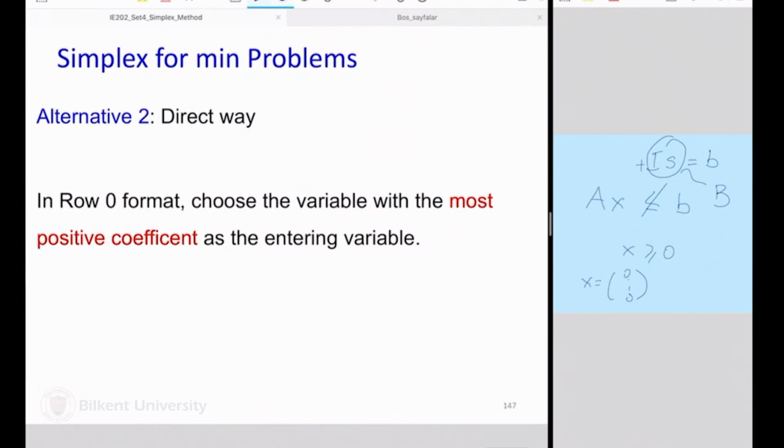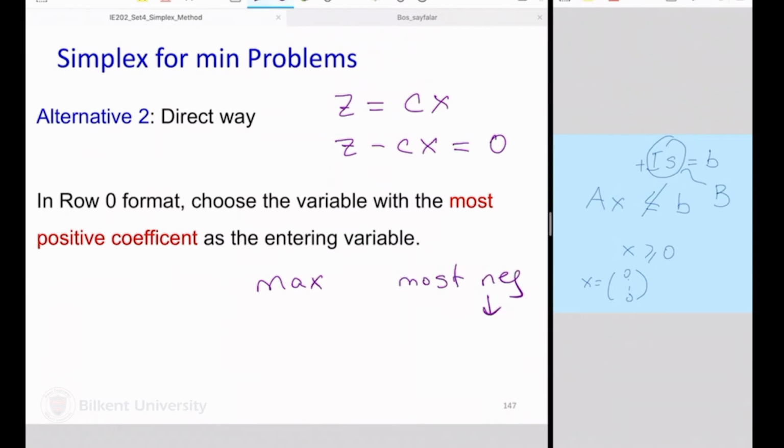The other one is the direct way. So in row 0 format, I have my z equals cx, right? In row 0 format, I say z minus cx equals 0. For max, we have most negative entering.